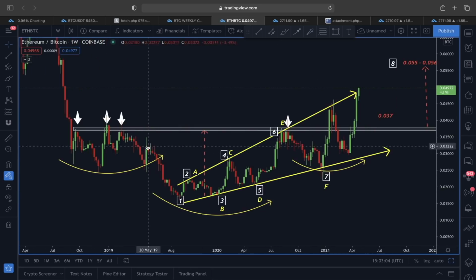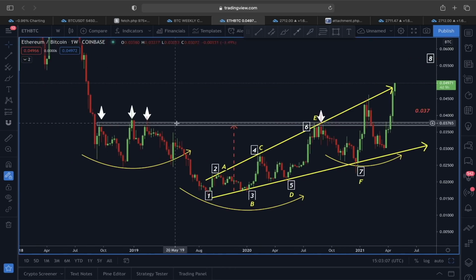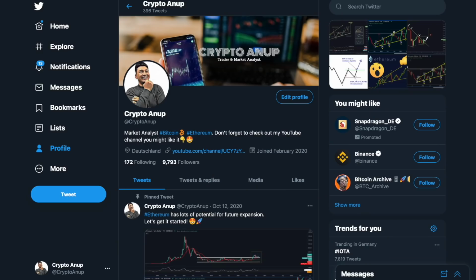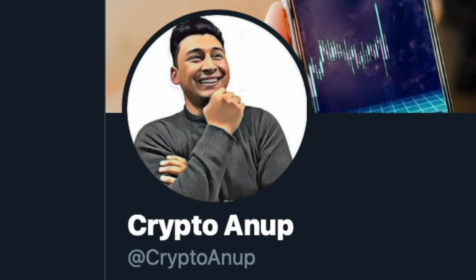And if you look at this in a bit of a different way, you can see this trend line here was a very, very important line to break. I also tweeted many times on my Twitter account. If you are unaware of my Twitter account, guys, feel free to follow me there. Just type crypto Anup, then you should be able to find me.